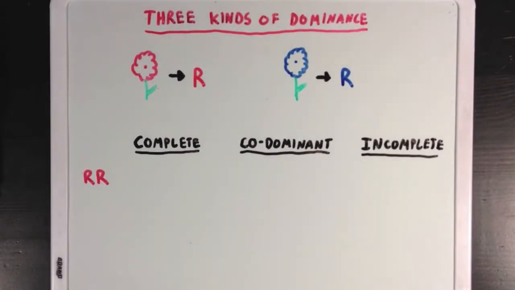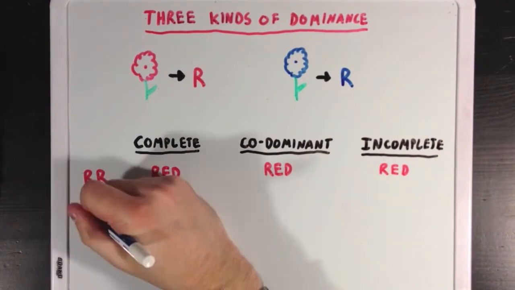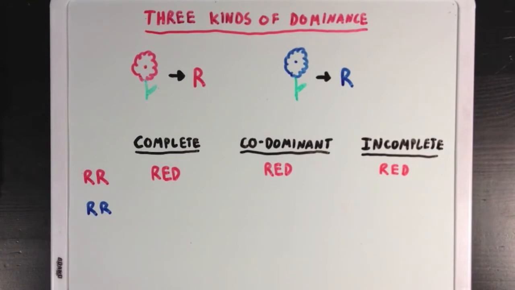So we'll start with the genotype two red Rs, which we can expect that in all cases the flower petals will be red, since we only have red Rs in the genotype. Similarly, if our genotype had two blue Rs, then we could expect that in all cases the flower petals will be blue, since we only have blue Rs in the genotype. Now these three different dominance patterns change when we look at the heterozygous example, and that's what makes these three patterns different.